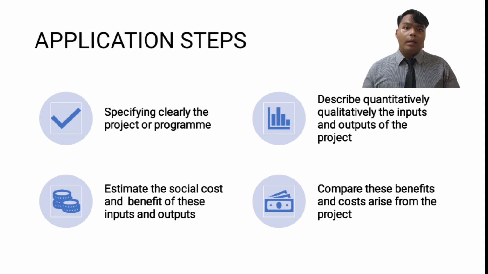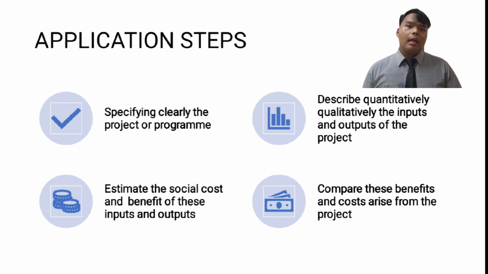The next step is to describe quantitatively and qualitatively the inputs and outputs of the project. In this step, you'll have to sit down and compile 2 separate lists. One of them is of all the projected costs, and the other one is of the expected benefits of the proposed project. You have to determine relevant sources of input and output. This step helps the company in determining the cost, input, and output of the project.